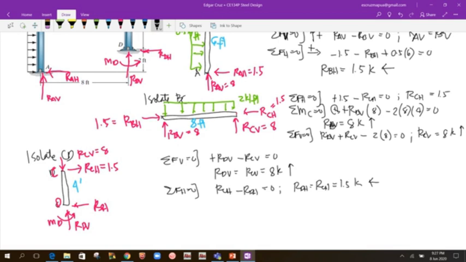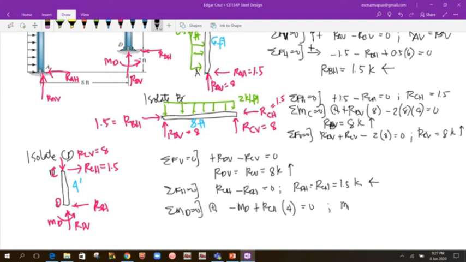Then lastly, if I sum up moments, say moment at D, let's say clockwise is positive, so I'll have negative MD, because I assumed it counterclockwise. The reactions at D will disappear, and the vertical RCV too. So I will only have RCH, which is positive clockwise. RCH times the moment arm of 4 equal to 0.